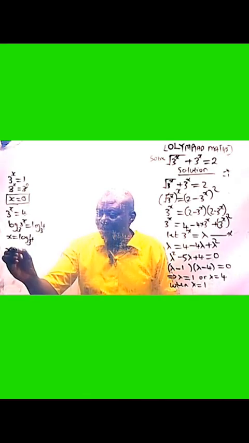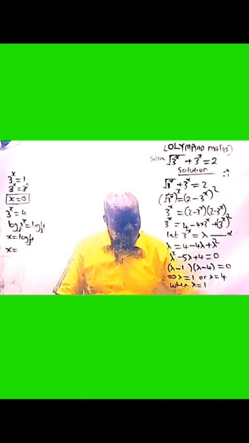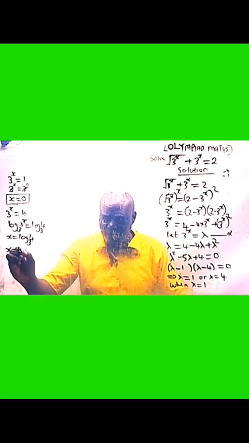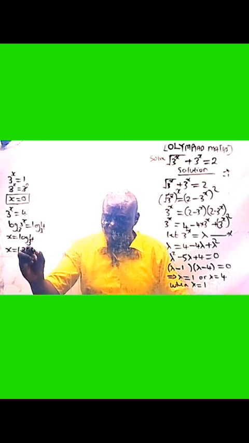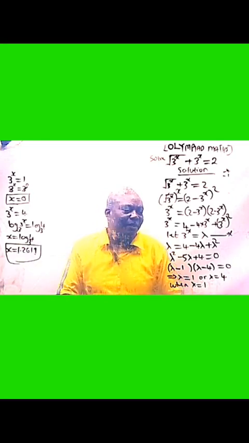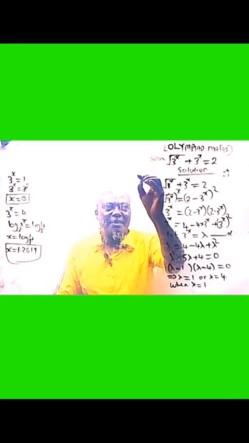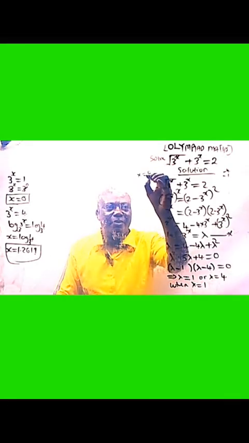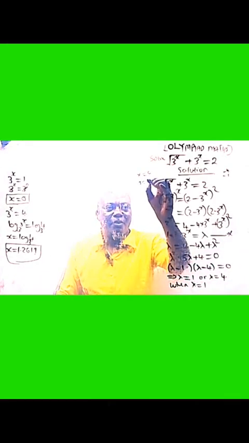So x will be equal to, what is log 4 to base 3? Log 4 to base 3 is equal to 1.2619. That is the answer. So the value of x is either x equals to 0 or x equals to 1.2619.